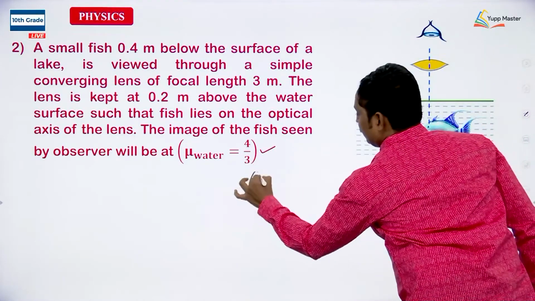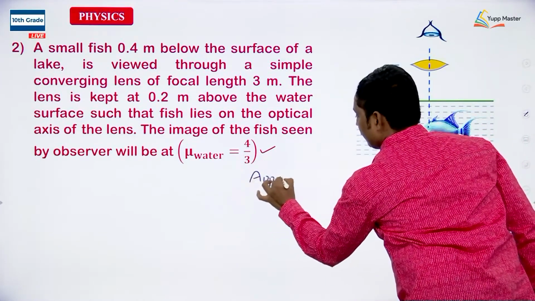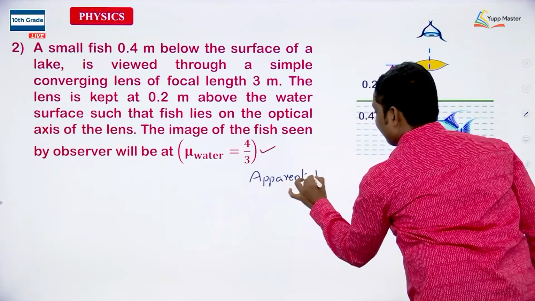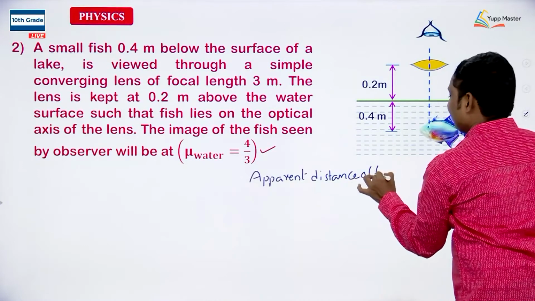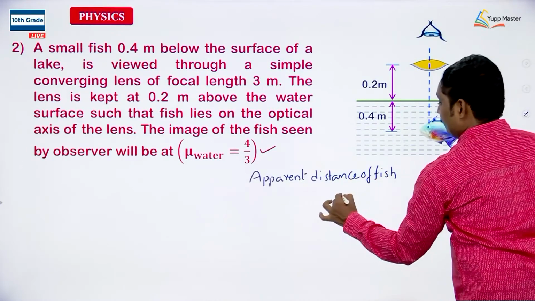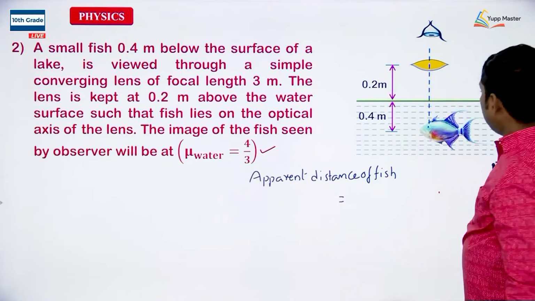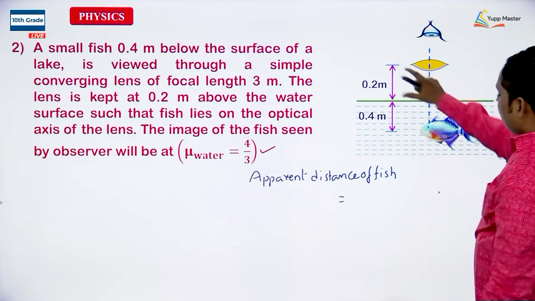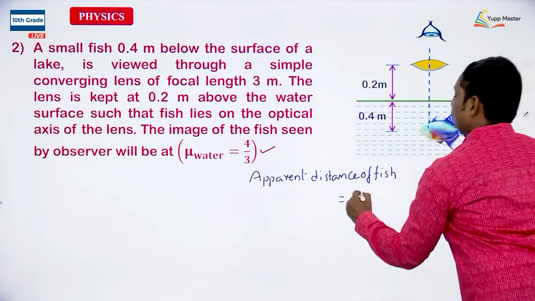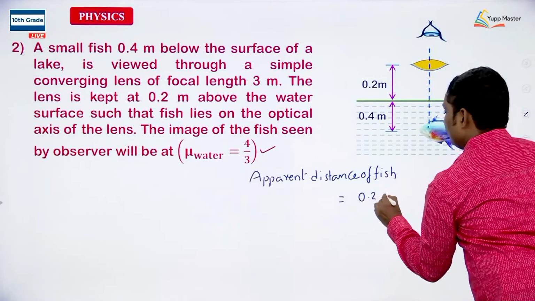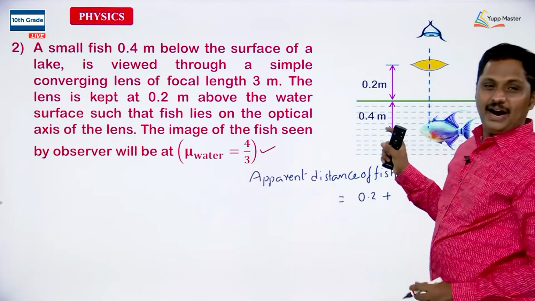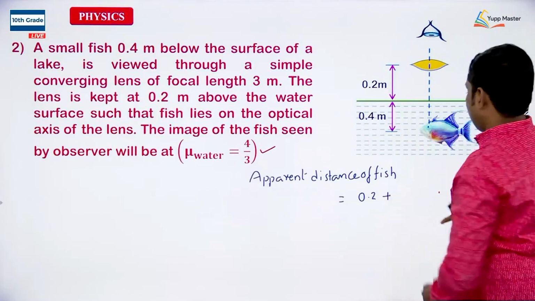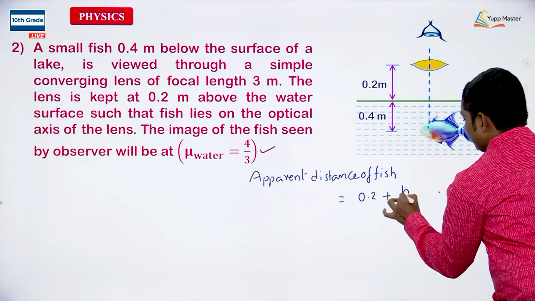Yes, you can take that the apparent distance of fish, that is equal to 0.2 plus, and let us assume height h, we will take that h by mu.